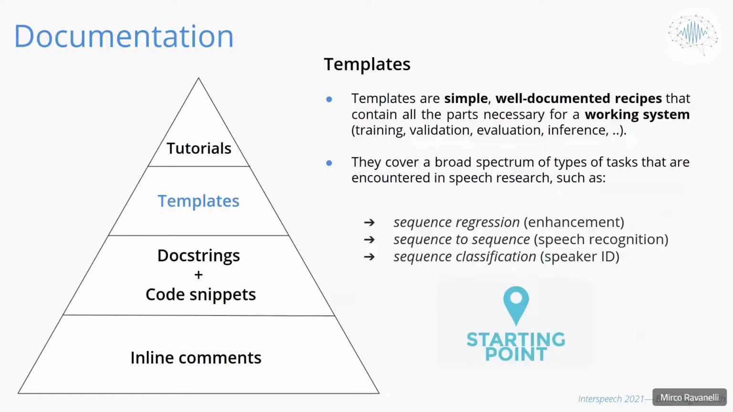We also have templates. Templates are simple, well-documented recipes that contain all the parts necessary for a working system. We have templates for different types of problems like sequence regression, sequence to sequence like speech recognition, and sequence classification like speaker ID and many other tasks. We consider that a good starting point because if you would like to adapt SpeechBrain to your recipes, you can copy and paste a template and modify the things that you need to modify, such as put in your data or whatever.